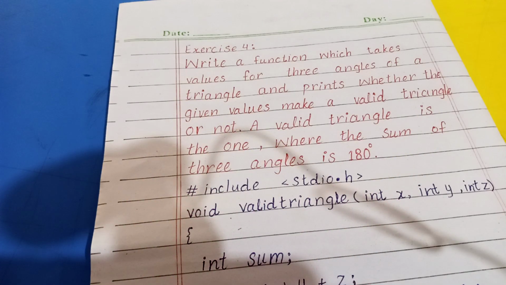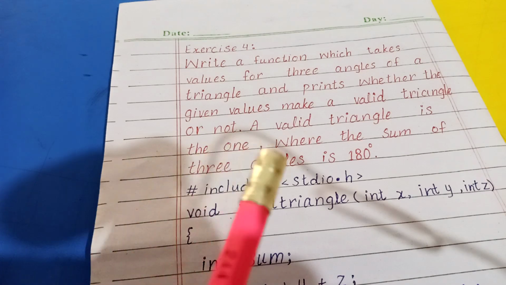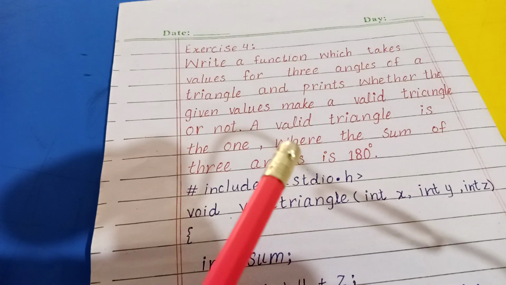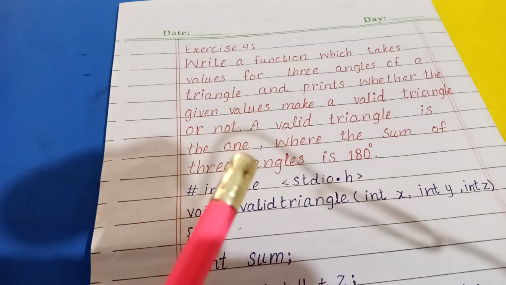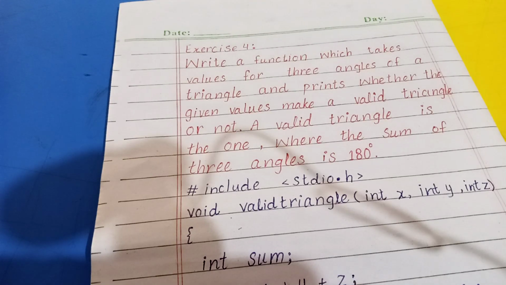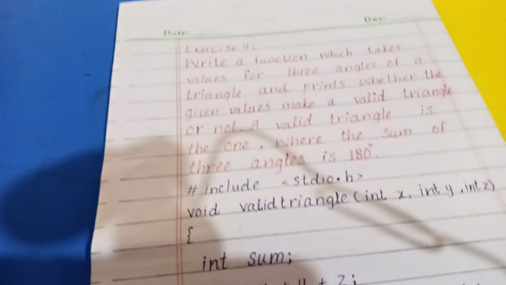So here you can see the condition. It applies two conditions: whether our triangle is valid or not valid. For not valid, we are using the word invalid. A valid triangle is the one where the sum of the 3 angles is 180. So here we have a solution, as we have a clue here: the sum of 3 angles must be 180. This applies the condition here.